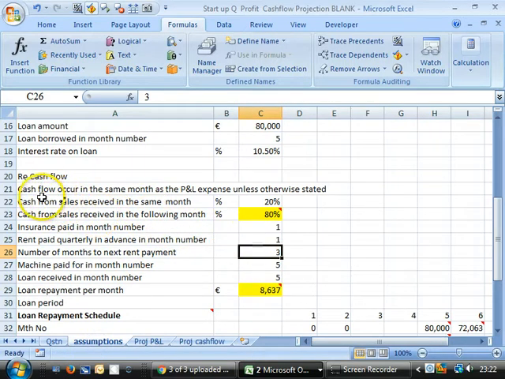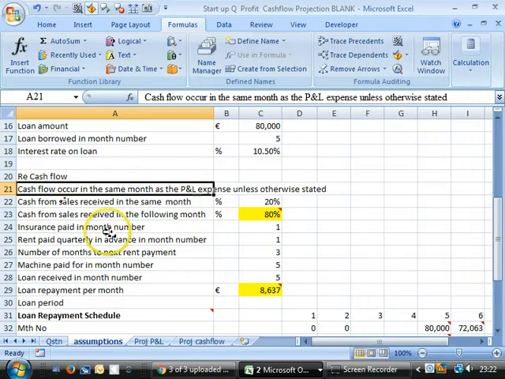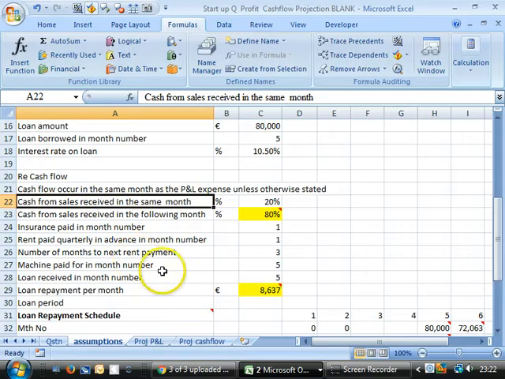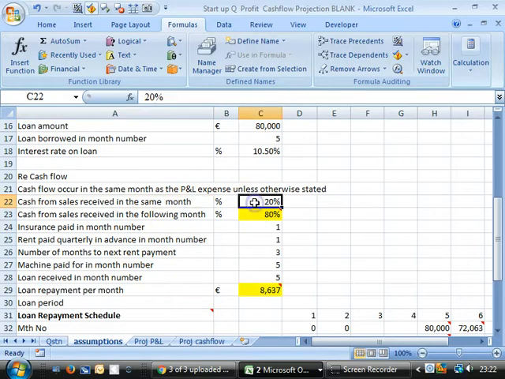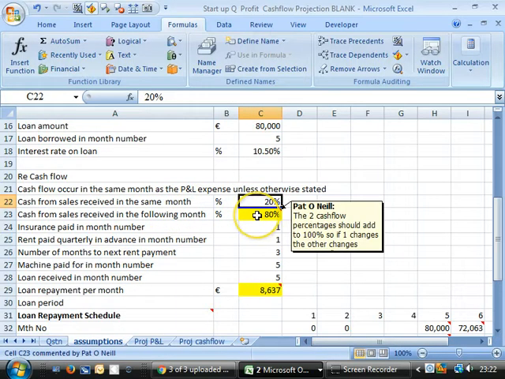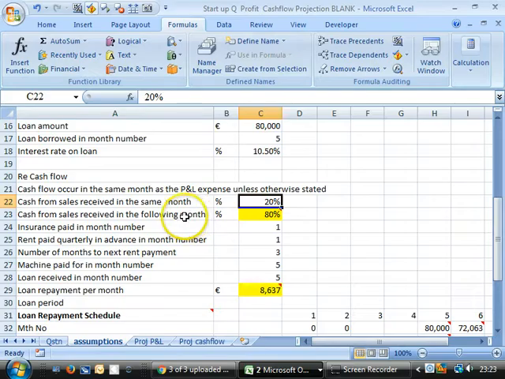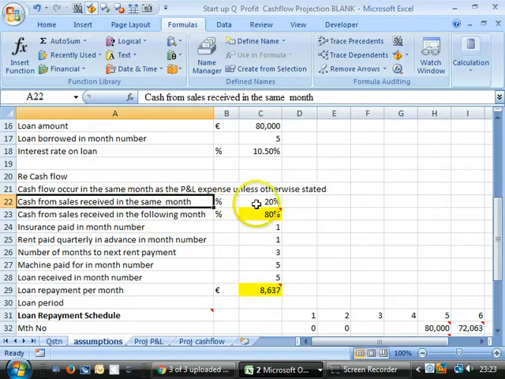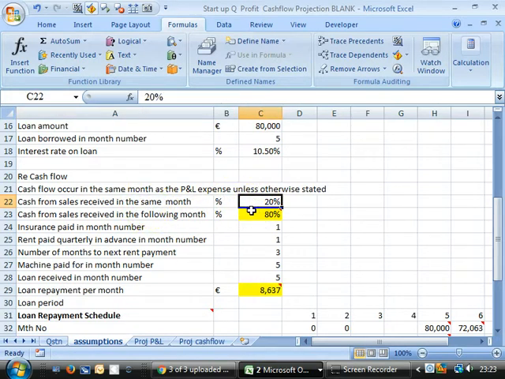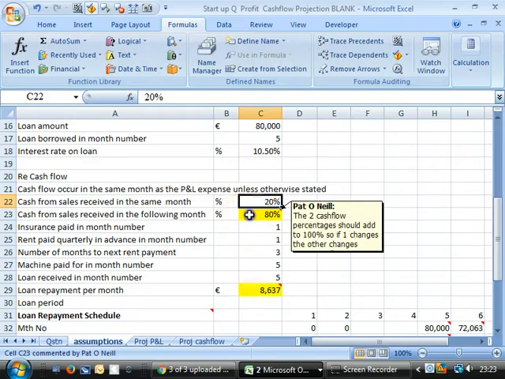So you'll notice that I made a general statement here saying that cash flow occurs in the same month as the P&L unless otherwise stated. So for example, it says in the question that the cash from the sales doesn't all come in the month that we make the sale, only 20% of it does. Now that must mean that the other 80% comes in the following month. So January sales, 20% will come in cash in January, but the rest, 80%.